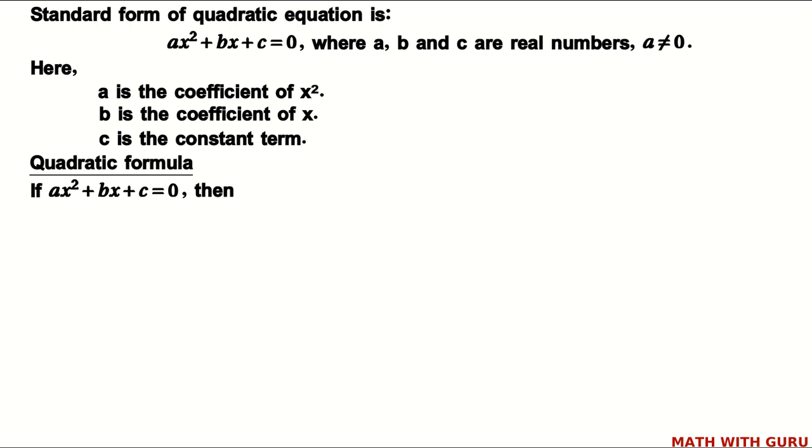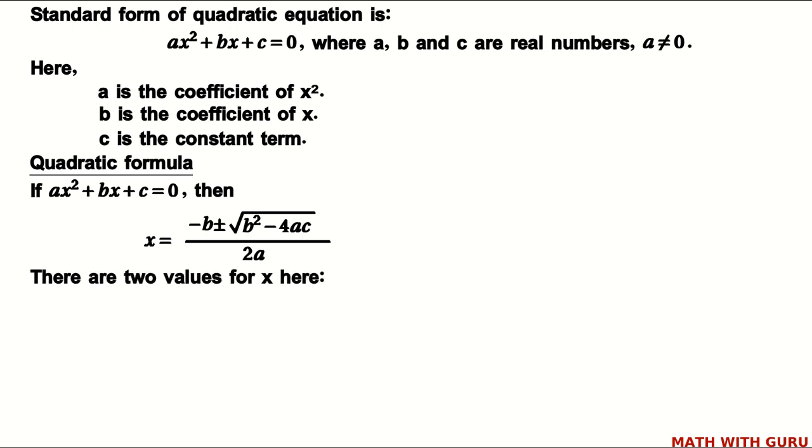Now, if ax squared plus bx plus c equals 0, then x is given by minus b plus or minus root of b squared minus 4ac whole divided by 2a. We have expressed x, the variable x, in terms of the constant terms a, b and c. This is called the quadratic formula. We use this formula to solve quadratic equations.